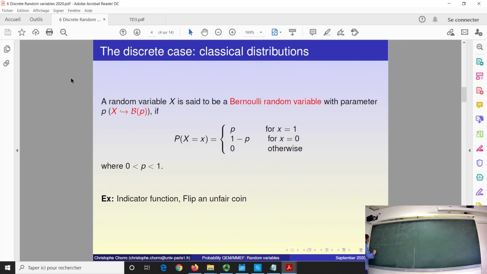And I obtain 0 times the probability to be equal to 0, that is 1 minus p, plus 1 times the probability to be equal to 1, that is p. And so I obtain that the expectation of a Bernoulli of parameter p is p. Okay?